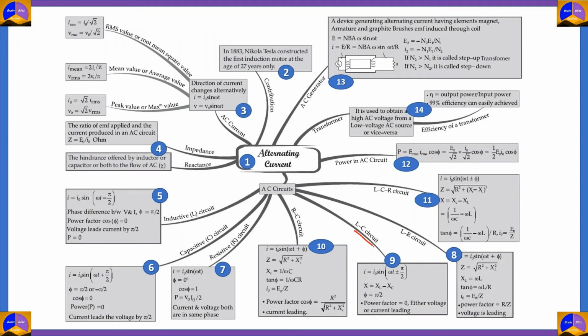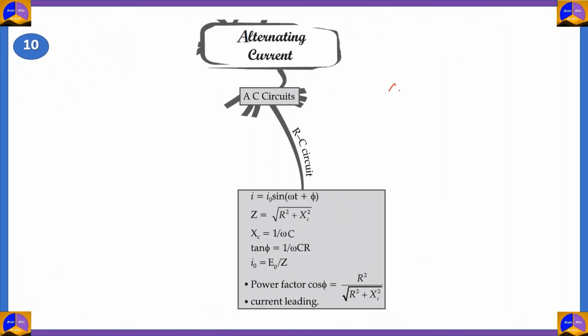So that's the LC circuit. Let's look at this third type of combination, which is the RC circuit. So in the RC circuit, we have a resistor and we have a capacitor: resistance R, capacitance C in the circuit. And we need to find the formula of the current. So the current passing through an RC circuit is given as I naught, which is again the peak value of current, into sine of omega t.